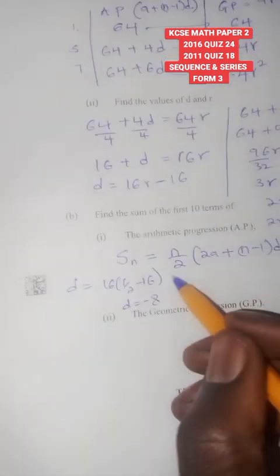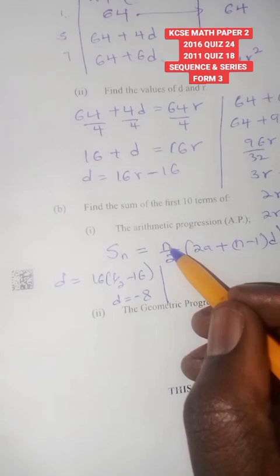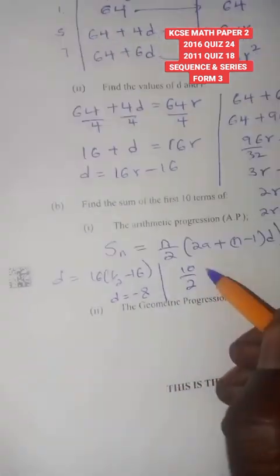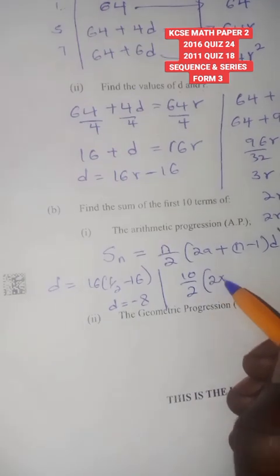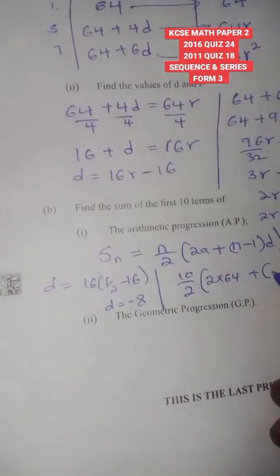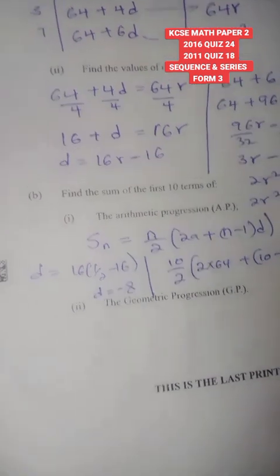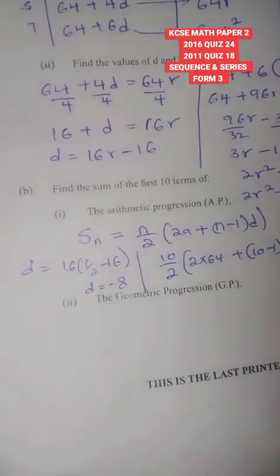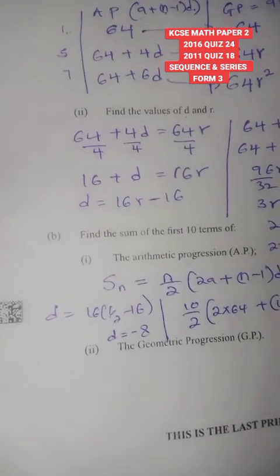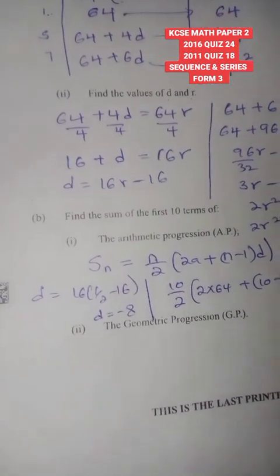So to substitute this in our equation, the sum of 10 terms, 10 over 2, into the first term was 2 times 64, plus n, it is 10 minus 1, the common difference, it is negative 8. Therefore, you use a calculator to press on that, and you'll have the sum of those terms, it is 208.